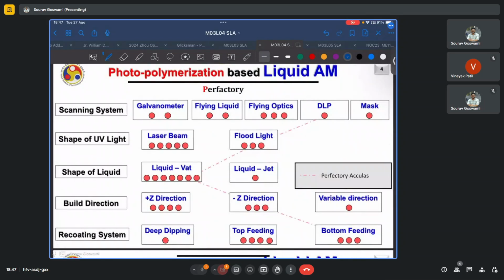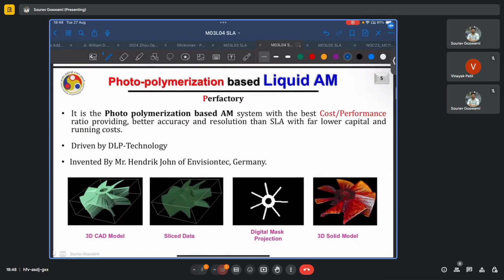Now for Perfactory, the scanning system consists of a digital light processing unit or a digital mirror device unit. The shape of the UV light, instead of a pointed laser beam, is in the form of a floodlight. The liquid still is in the shape of a vat. The build direction is along -z, and we utilize bottom feeding. And Perfactory, in fact, is the system with the best cost to performance ratio, providing better accuracy and resolution than SLA at far lower costs.